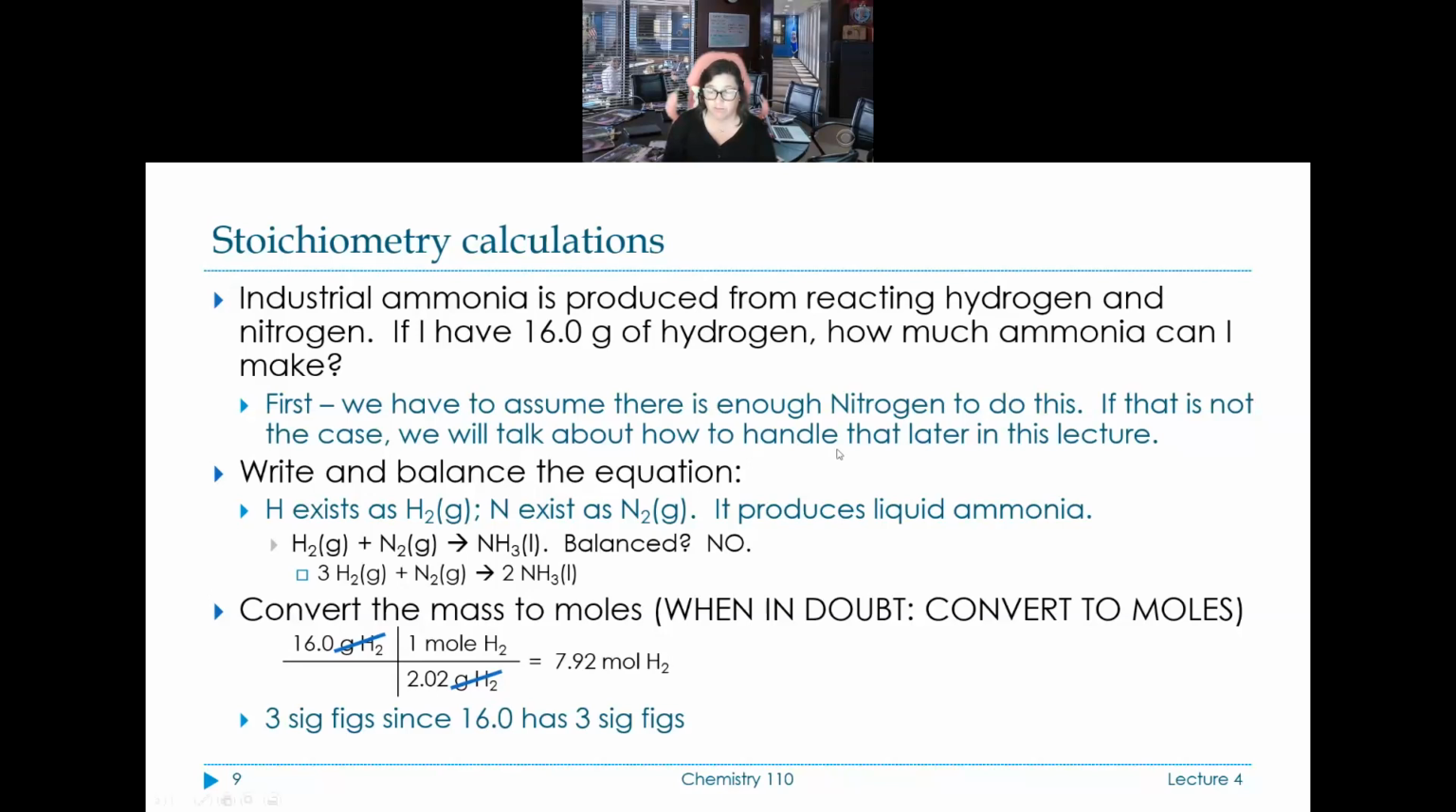And of course, 6 hydrogens on the reactant side, 6 hydrogens on the product side, 2 nitrogens on the reactant side, 2 nitrogens on the product side. The next thing I need to do is convert the mass to moles. When in doubt, convert.